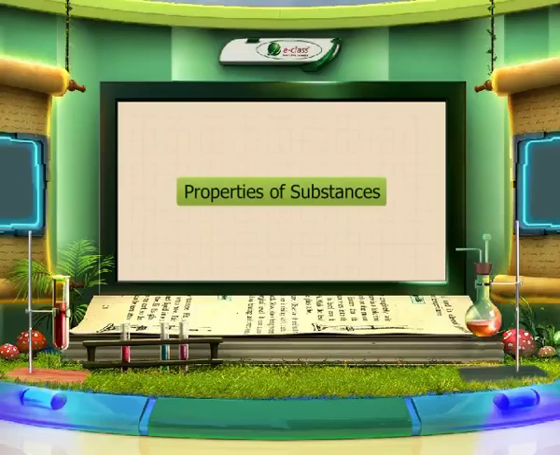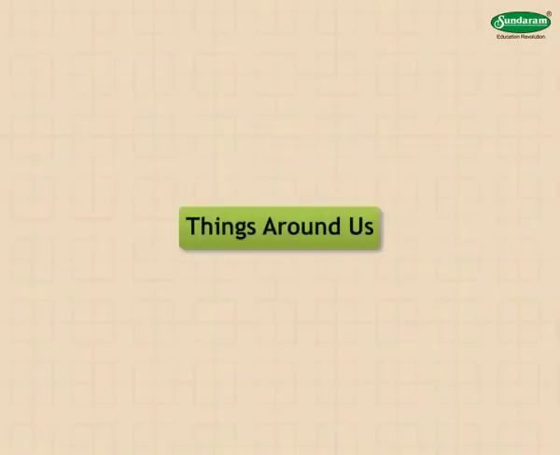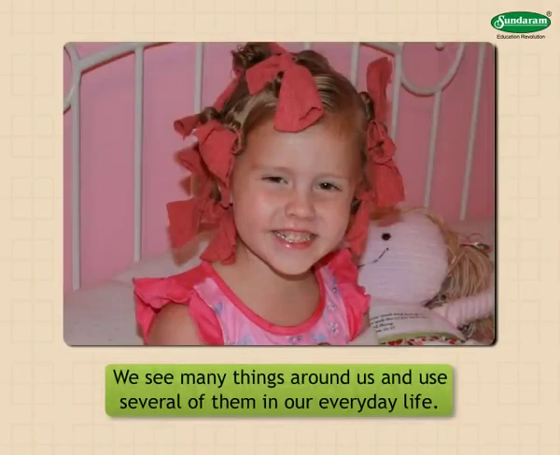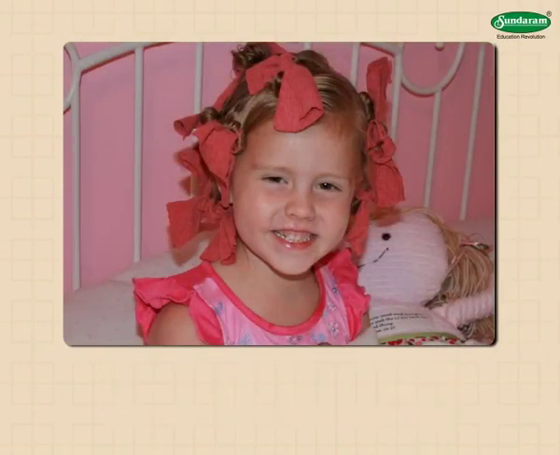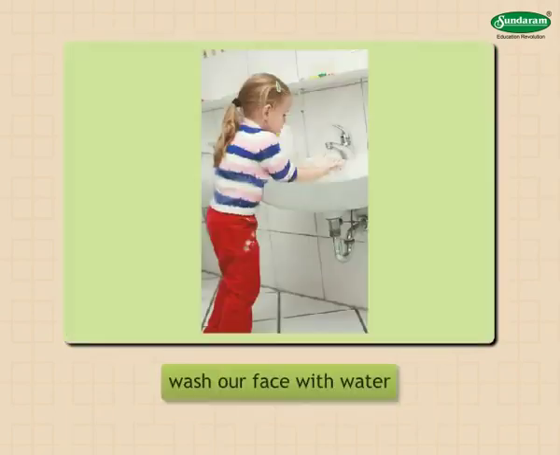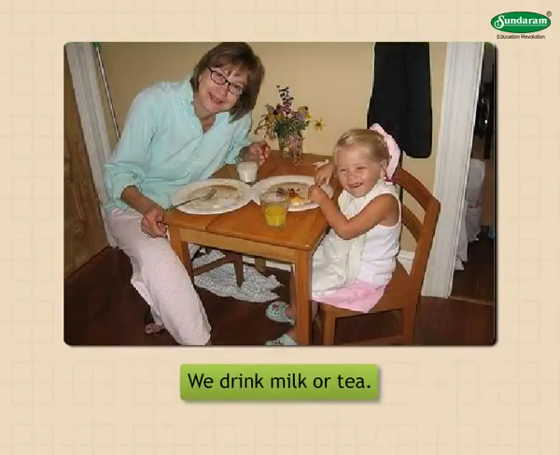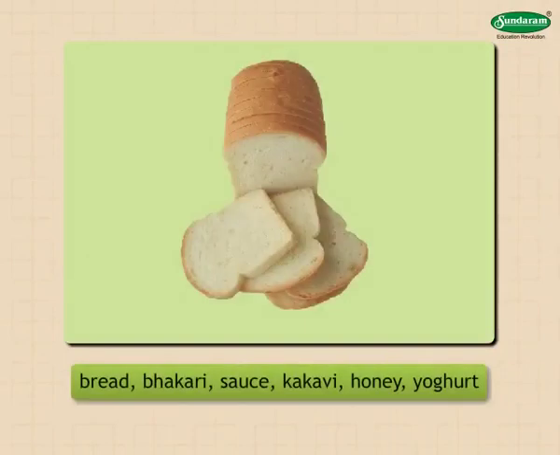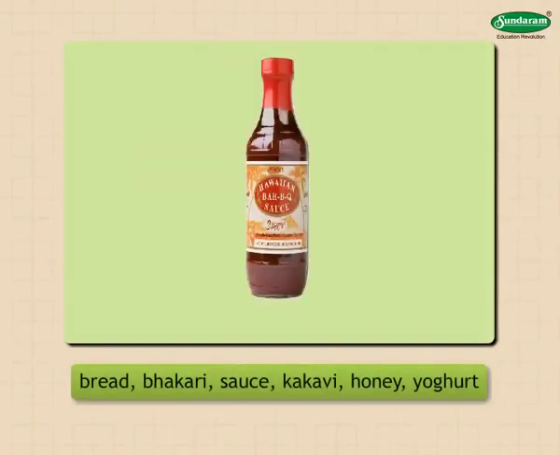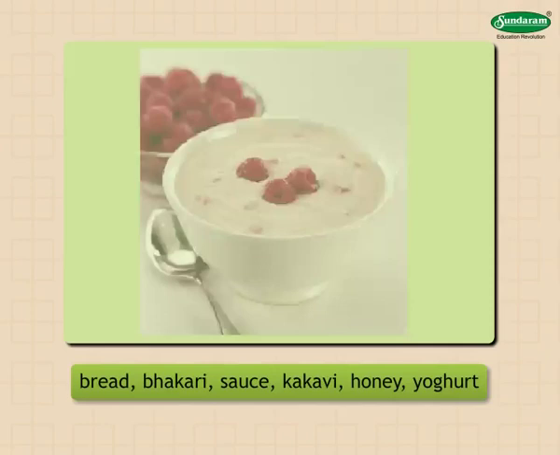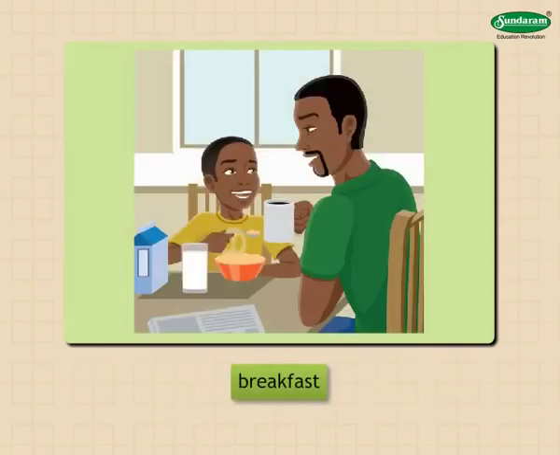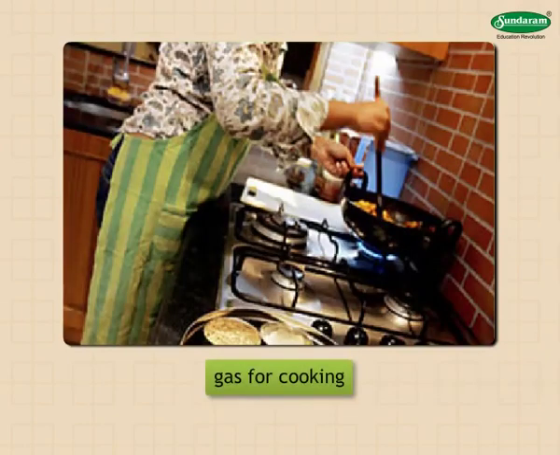Properties of substances. Things around us. We see many things around us and use several of them in our everyday life. For example, as soon as we get up in the morning, we wash our face with water, clean our teeth with toothpaste or tooth powder, we drink milk or tea, we have bread, bhakri, sauce, kakavi, honey, yogurt, etc. at breakfast. We use a gas for cooking.